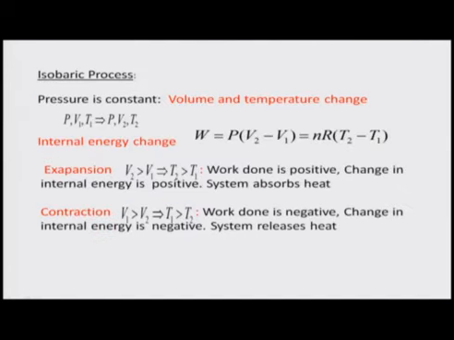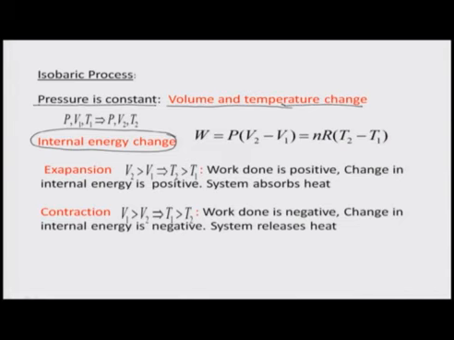Now, we go to the next process, the isobaric process. Isobaric process means pressure is kept constant. Here pressure is kept constant, volume and temperature do change. As soon as you know that temperature changes, there is a change in internal energy. This is your isobaric process, in which you go from P V1 T1 to P V2 T2.